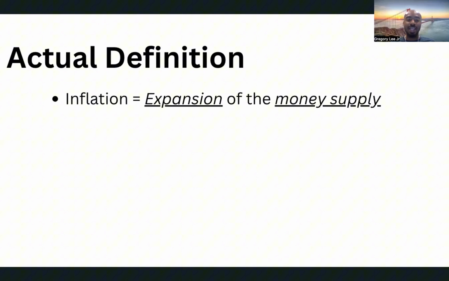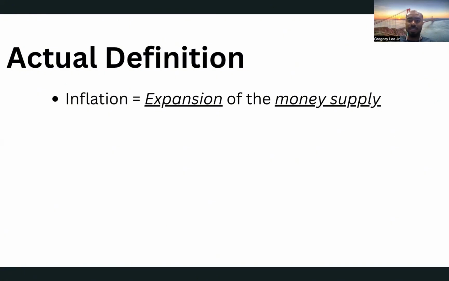We should look at it as the expansion of the money supply. I'm gonna say it two more times: expansion of the money supply. It's the expansion of the money supply. But what does that mean? The reason I do that is because you really have to realize what you're actually saying. Words are placed in a sentence for a reason. Each word has a strategic importance to a sentence.